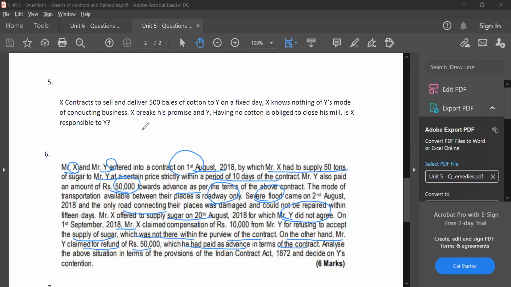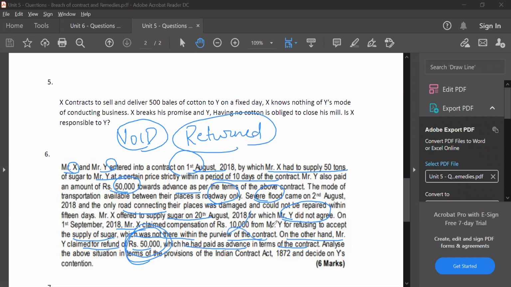So what will happen here? Supervening impossibility, the contract will become a void contract. Whatever benefit is obtained from the contract has to be returned. The 50,000 which was paid as advance will be returned. It is not the fault of both the parties. He cannot claim the 10,000 also. Understood, guys? Correct. Everybody got the correct answer. For delivery of goods where time is essential and it was not able to be performed because of supervening impossibility, the contract will become void. Whatever benefit is given, 50,000 has to be returned. X cannot claim 10,000 also.